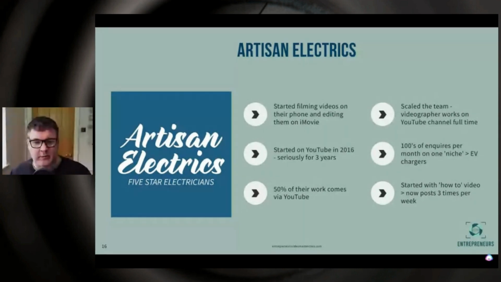Now it got to the stage where he needed to scale. He was getting so many good results that he then employed a videographer, and he's now actually got a team that works for his electrical company in Cambridge, and they just concentrate on creating the content. He has hundreds of inquiries per month, all to do with EV charger installations. And where he was doing 1 video a week, he's now creating 3 videos a week. But then he's got a team.